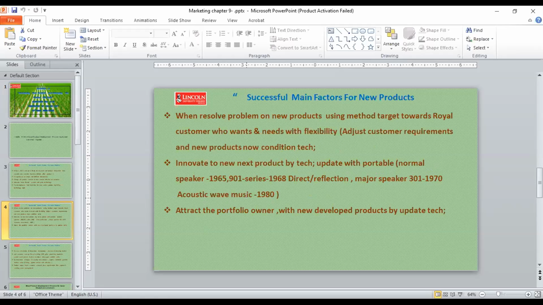And then 1980, the acoustic wave music system, and brand to brand, next to next, can be produced for the customer. These are the needs, wants, and portability for the customer. And then attract the portfolio owner with newly developed products by upgraded technology. For business, the portfolio is very important. And these are partnerships with relations and with investment firms.